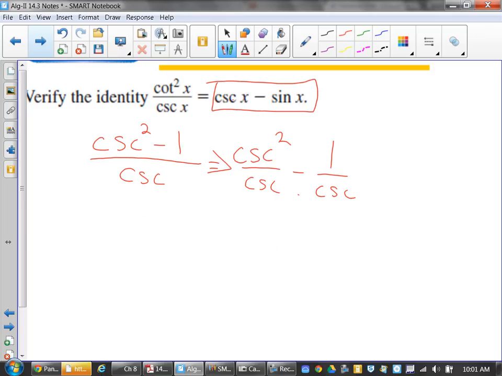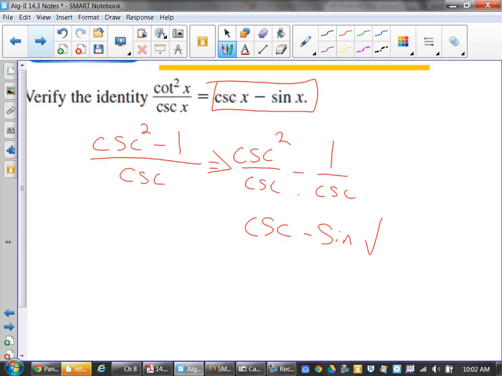So cosecant squared over cosecant is how much? Cosecant. 1 over cosecant is sine. And I verified it. So what would you put for the answer? You showed your work, that's the answer. You're showing me that it works. Verifying. If you get both sides equal to each other, it's done.